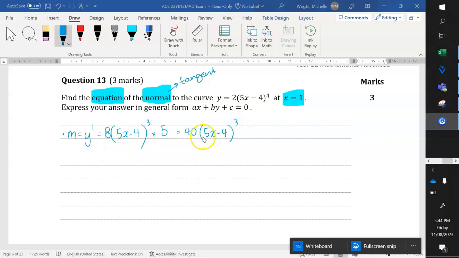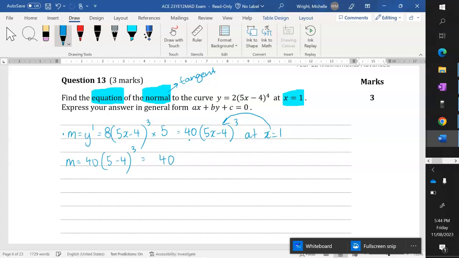Now that is your general gradient of the tangent at any point, but we want it at the point x equals 1. So at x equals 1, we're going to sub that x back into here, okay, to find out what the gradient is at x equals 1. And that will be 40 lots of 5 times 1, which is 5, minus 4 to the power of 3, which is going to be 40. So 40 is our gradient of the tangent at x equals 1.